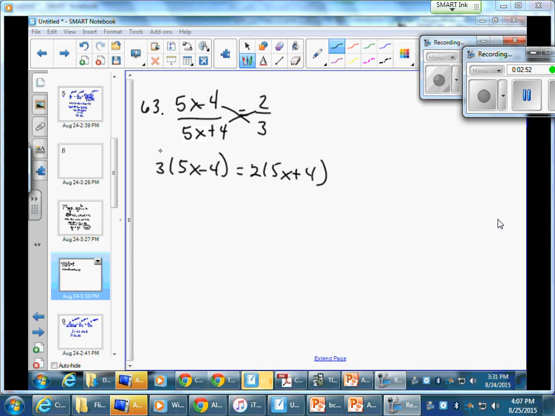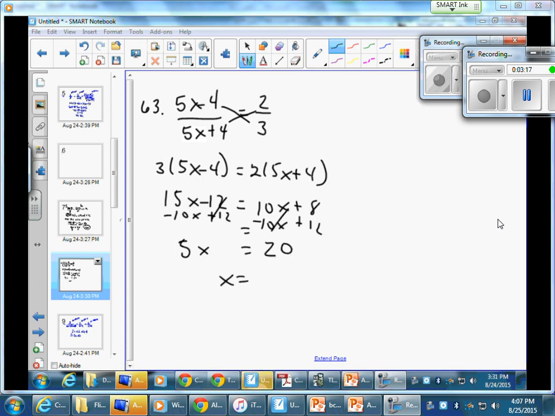So now I distribute. 3 times 5x minus 4 is 15x minus 12, and 2 times 5x plus 4 is 10x plus 8. Subtract 10x from both sides, and add 12. And on the left, the 12's cancel, and I get 5x. And on the right, the 10x's cancel, and I get 8 plus 12, which is 20. Divide by 5, I get x is equal to 4, which will work.